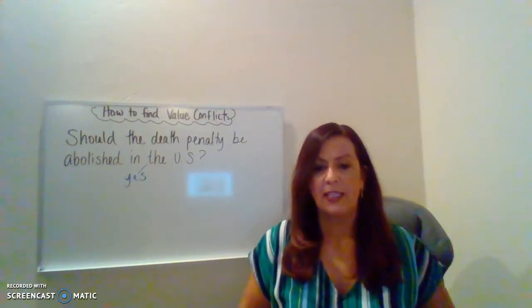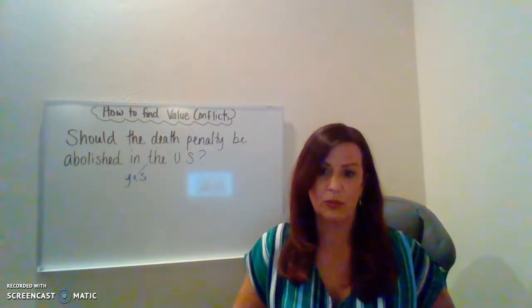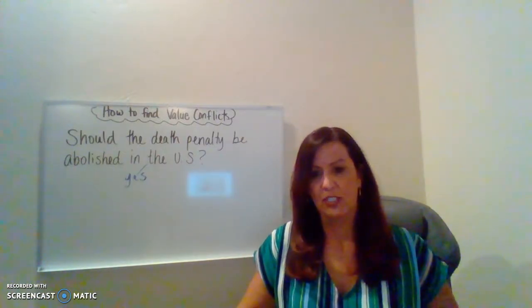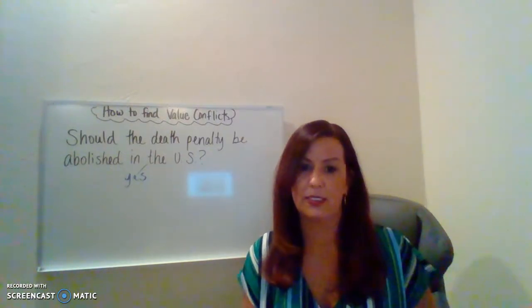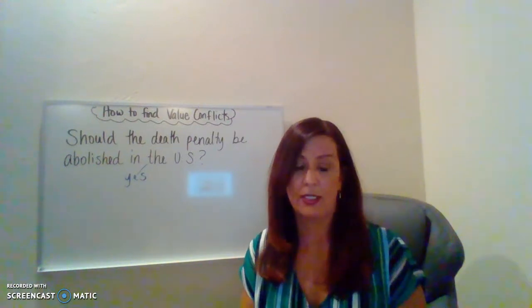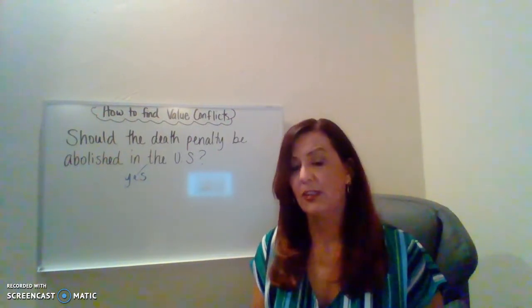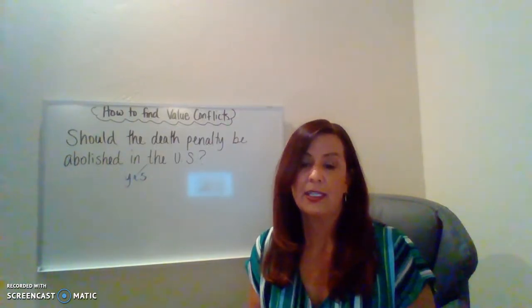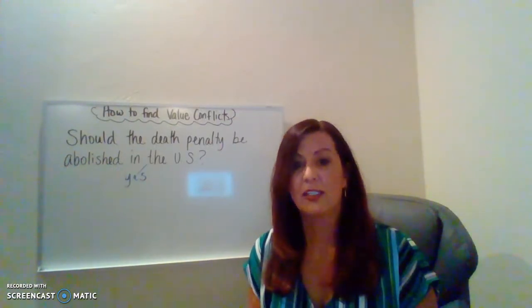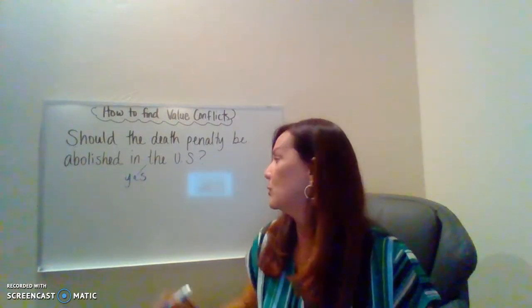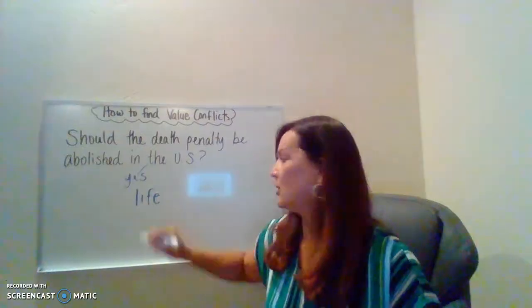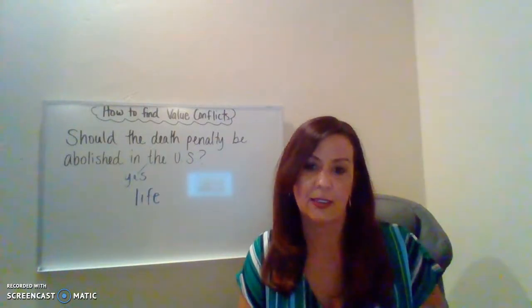What is it that they must value the most in thinking that we should abolish this? We should not put people to death no matter what crime they committed. So if you think about it, they're probably thinking in terms of life as being the strongest value that they hold. So life would be the driving value for being on this side.